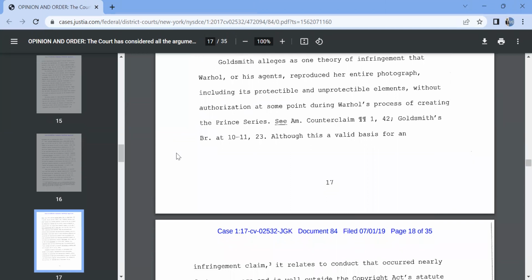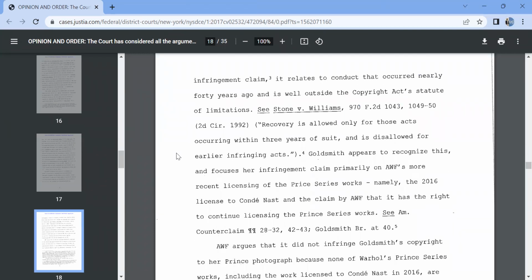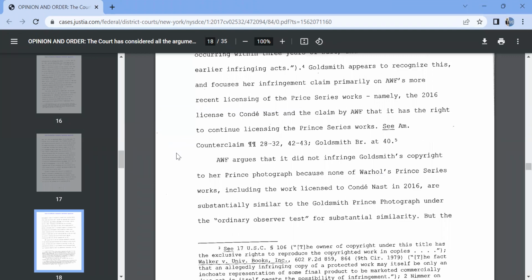Goldsmith alleges, as one theory of infringement, that Warhol or his agent reproduced her entire photograph, including its protectable and unprotectable elements, without authorization at some point during Warhol's process of creating the print series. Although this is a valid basis for an infringement claim, it relates to conduct that occurred nearly 40 years ago, well outside the Copyright Act's statute of limitations. Goldsmith appeared to recognize this and focuses her infringement claim primarily on AF's more recent licensing of the Orange Prince series work.